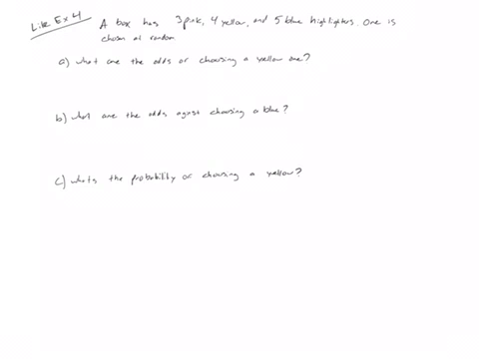Alright, so this is like example 4. It says a box has 3 pink, 4 yellow, and 5 blue highlighters. One is chosen at random. So A, it says, what are the odds of choosing a yellow one? Well, the first thing we want to do is talk about how many yellows there are. There are 4 yellows, so there are 4 favorable outcomes. And how many of them are not yellow, or unfavorable? Well, there's 5 blue and 3 pink, so it's going to be 8 altogether. But of course we want to reduce that. That's going to be 1 to 2. So the odds are 1 to 2 in favor of you picking a yellow one.